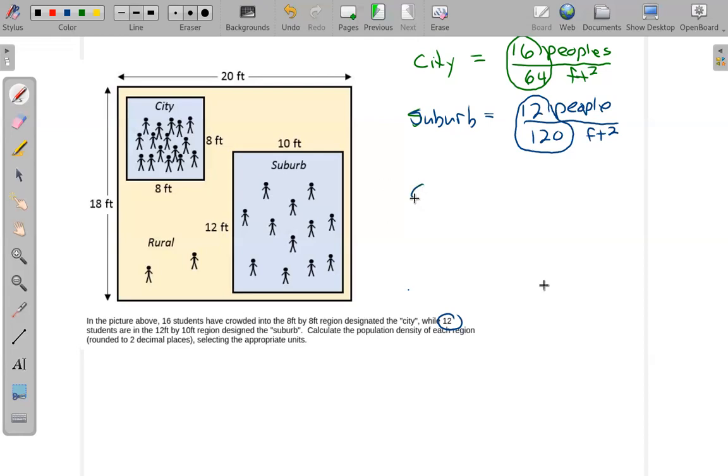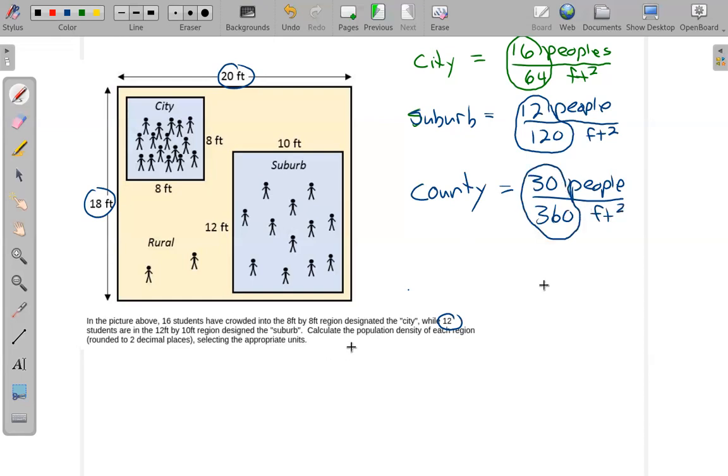And we can also check out the whole county. And in the county, we still have the same 30 students we had before. And we still have the same area we have before, that 20 times 18, which we've already calculated. So those are the calculations you need for the next few questions about this. And there's one particular question I want to make a note of.